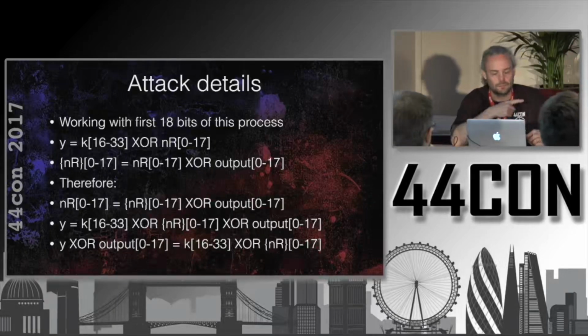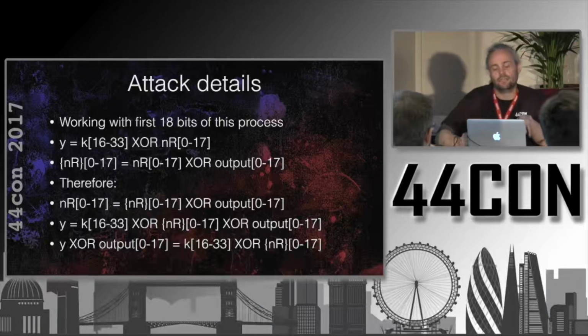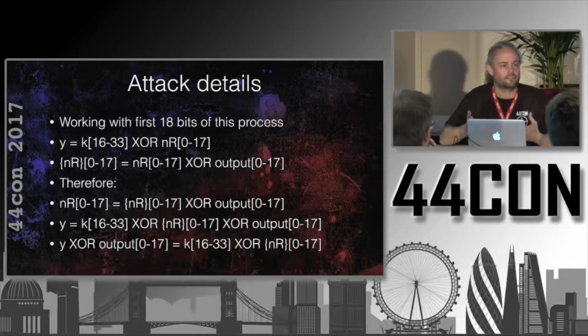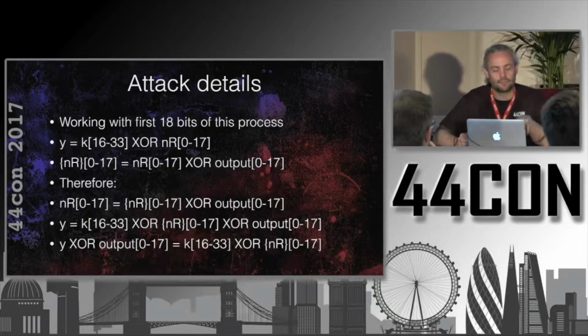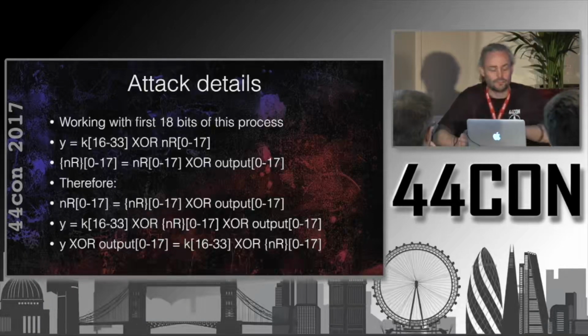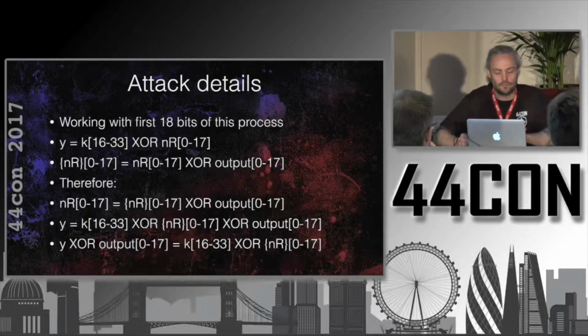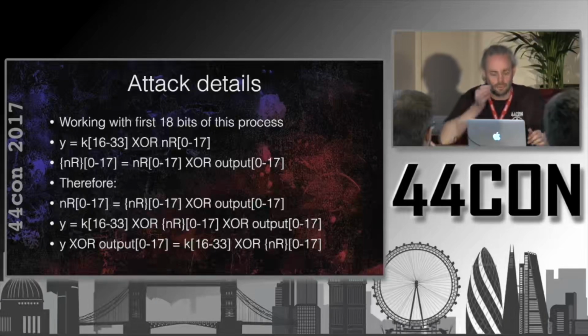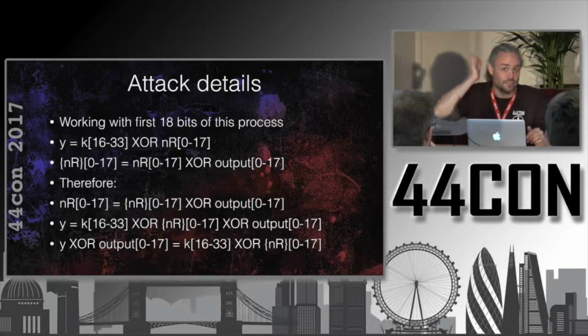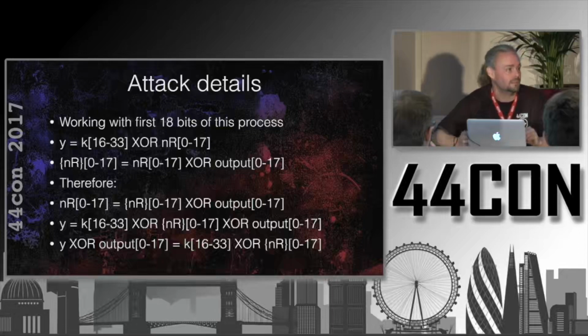So we can say the nonce is the encrypted nonce XORed with the output, because it's just rearranging the XOR. We can then substitute that nonce into the equation we had for y, and then we can just move the PRNG output term to the other side of the equals. Because it's all XOR, you can just rearrange stuff easily, can't you?